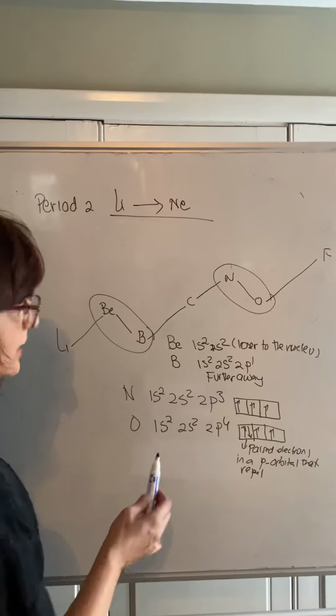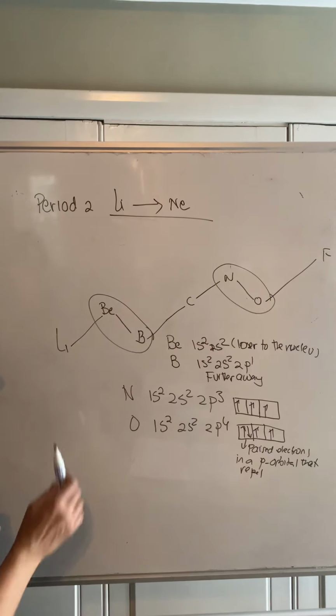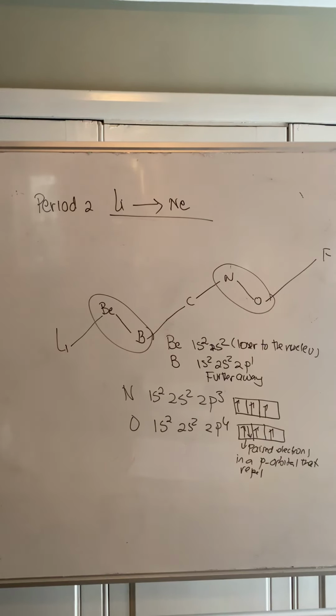That is the reason you have to explain in any assessment, to understand why there are these dips in ionization energy across period 2. Okay, so let's move on to the next one.